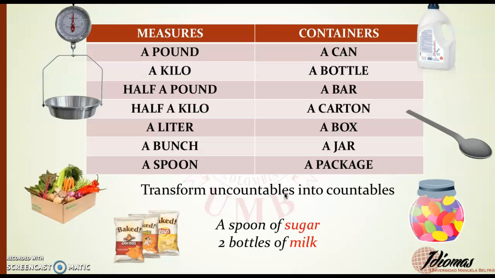Aquí tenemos ejemplos. Measures, medidas. A pound, a kilo, half a pound, half a kilo, a liter, a bunch, a spoon. Containers, a can, a bottle, a bar, a cartón, a box, a jar, and a package. Todos estos son contables, a pesar de que lo que contienen sea incontable. Tenemos un ejemplo. A spoon of sugar. Una cucharada de azúcar es contable, aunque el azúcar es incontable.